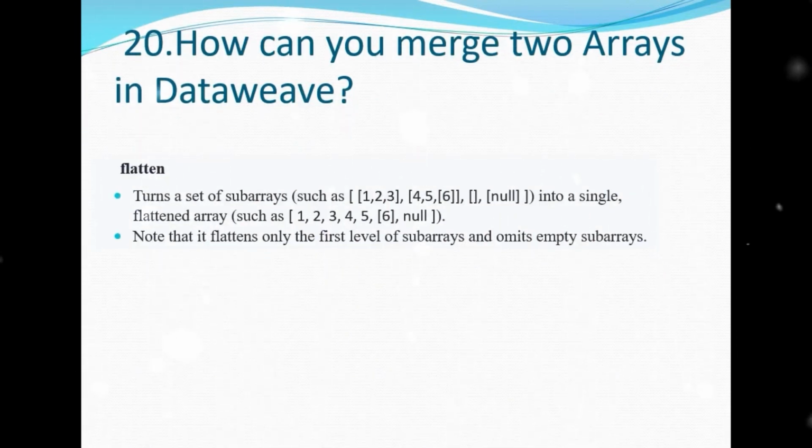How can you merge two arrays in DataWeave? flatten turns a set of subarrays, such as [[1,2,3],[4,5,6],[], null], into a single flattened array, such as [1,2,3,4,5,6,null]. Note that it flattens only the first level of subarrays and omits empty subarrays.